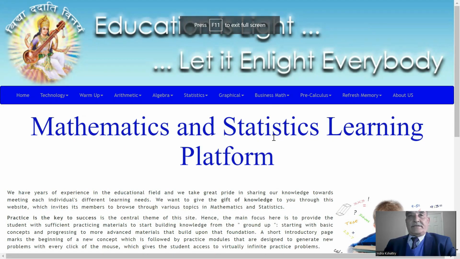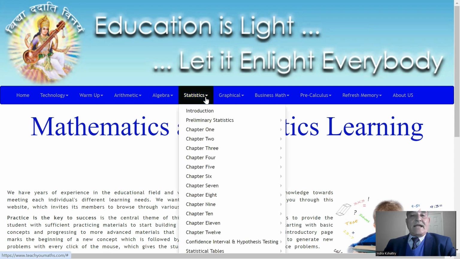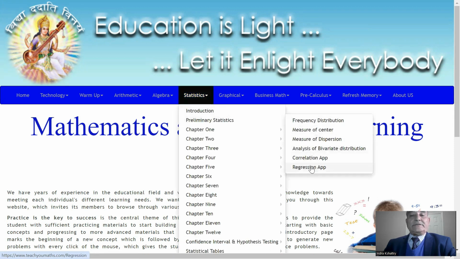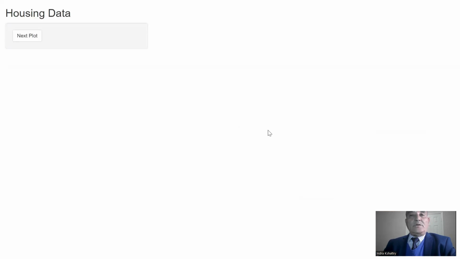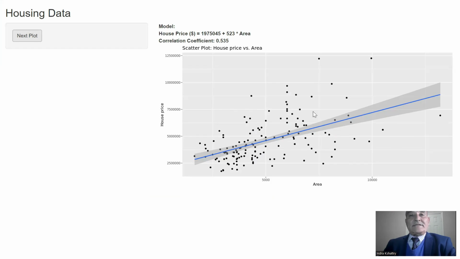If you want to practice on your own, browse my web page, www.teachyoumaths.com. This is the page. On the Statistics tab, click Regression app on the right of Preliminary Statistics. You will reach this page. Click the Next Plot button. It displays the scatter plot here, along with the model in a blue line. It also prints the model at the top of the plot, along with the correlation.